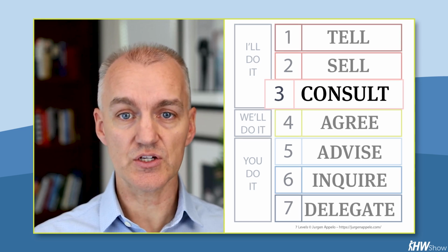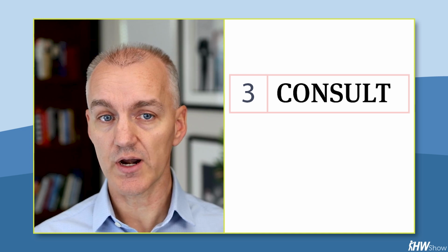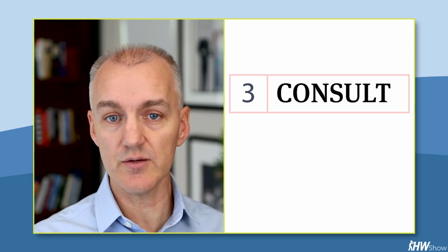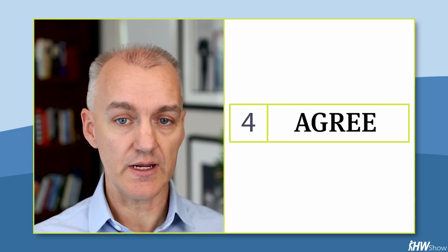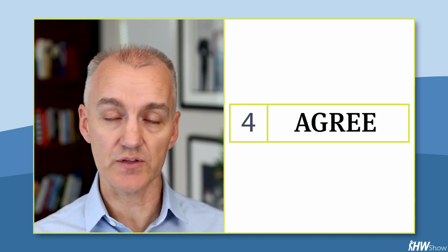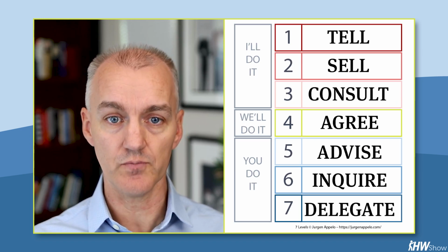Level 3 is consult. And now it starts getting interesting. I'm going to decide, but I'll consult you and consider your input before I make a decision. Level 4 is agree. And at level 4, there's no decision unless we both agree on it. Level 4 is consensus, and for that reason, a little bit slow.